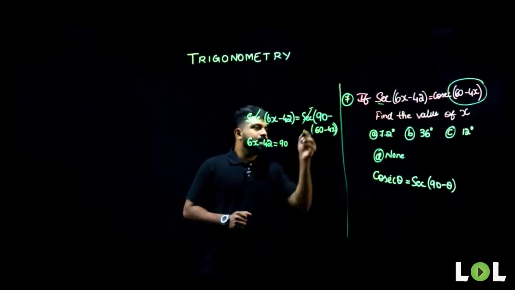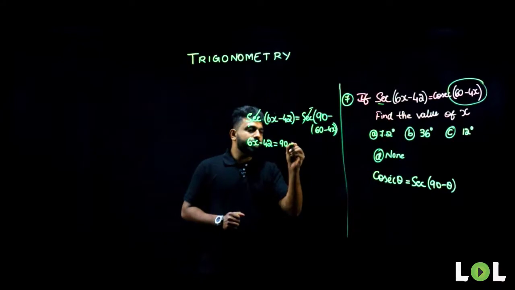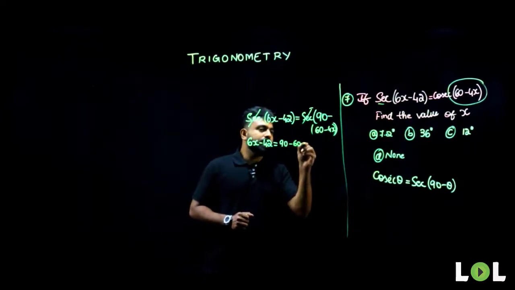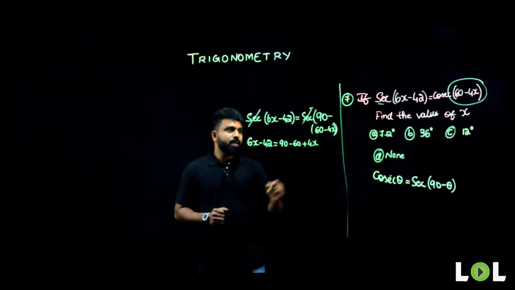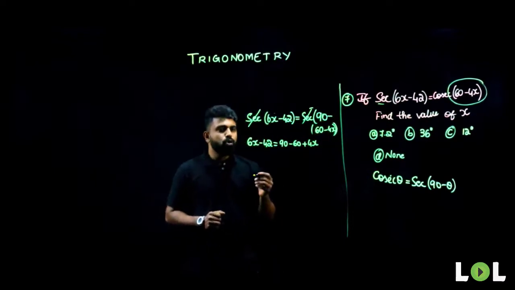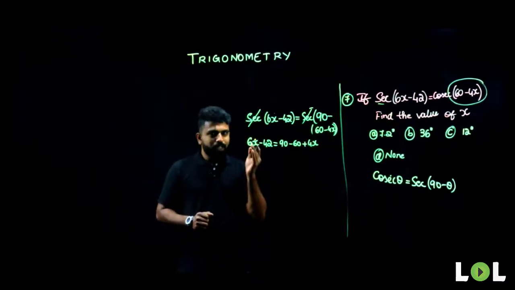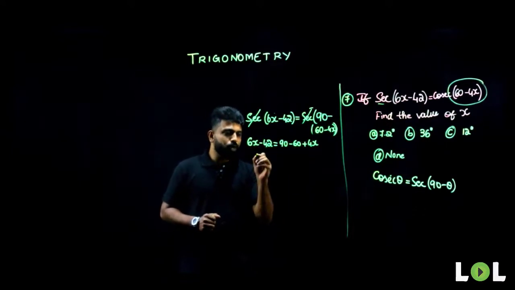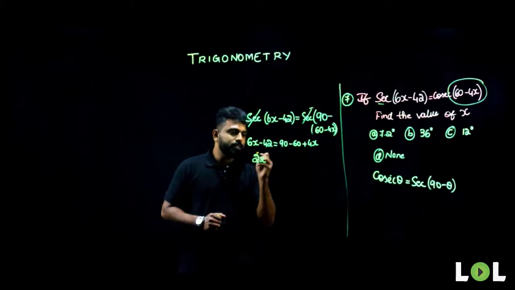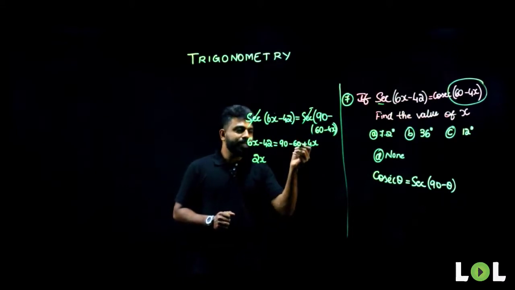This is a bracket here. If I take minus inside, I'll be left with 90 minus 60 plus 4x, because I'm taking the negative sign inside. So now if I take plus 4x to the other side, what happens? It will become minus 4x. So 6x minus 4x will be equal to 2x, and that will be equal to 90 minus 60 that will be left.